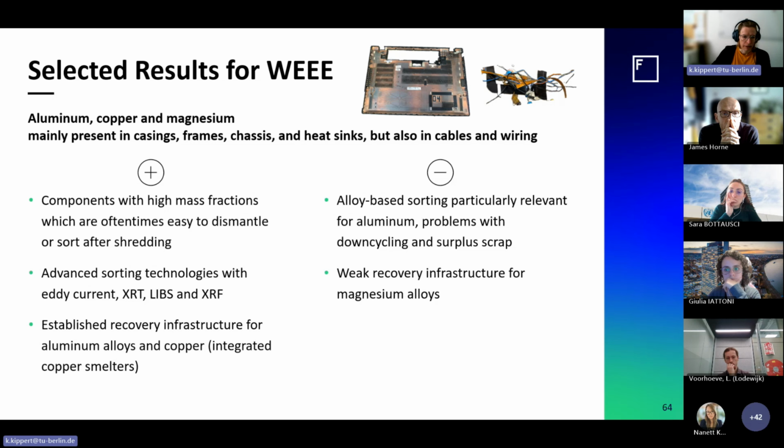On the barrier side, alloy-based sorting is really relevant, particularly for aluminum. Otherwise, we will have problems with downcycling and surplus scrap. And there's still only a weak recovery infrastructure for magnesium alloys.